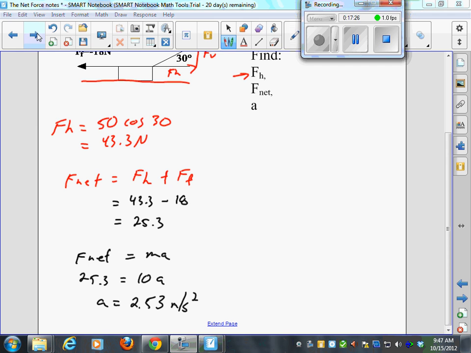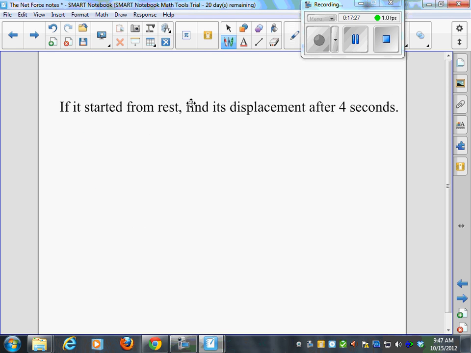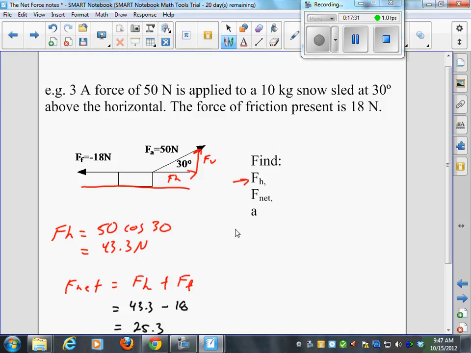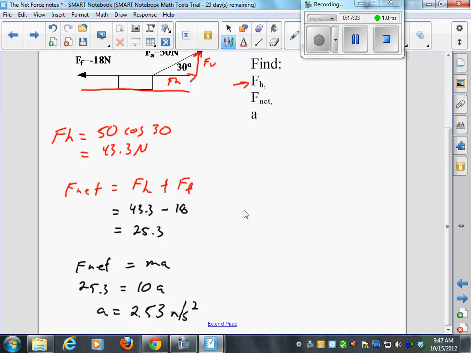And then I just asked you, what's the displacement after 4 seconds? I'm just going to do it on here. I want to know what's the displacement after 4 seconds. How far does it go in 4 seconds? Do I need to do it two-step? Use the new one. VIT plus 1/2 AT squared.